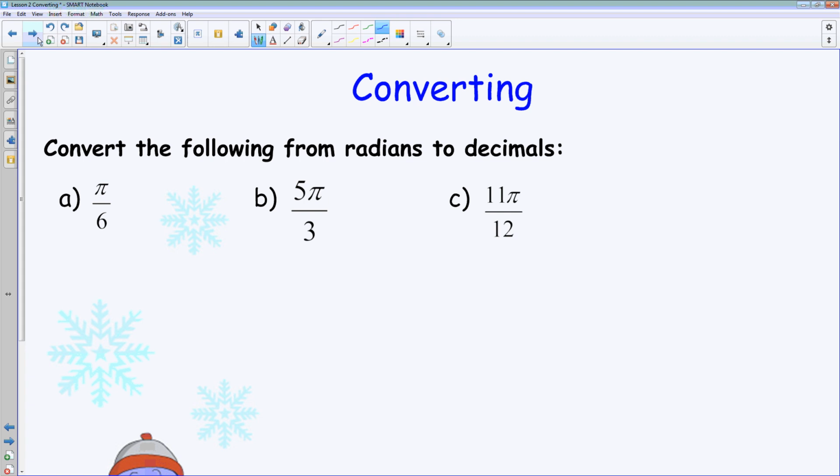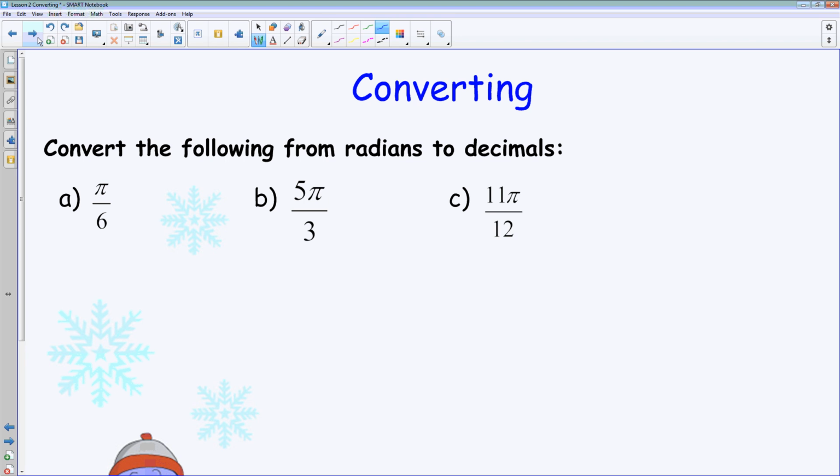The last part of these notes is basically being able to convert from your radians to your decimals. In order to do this, you literally just punch it into your calculator. So we're going to just punch these into our calculator. We're not going to use 3.14 for pi. We're going to actually use the pi button. There is a difference. And we're going to round to 3 decimal places.